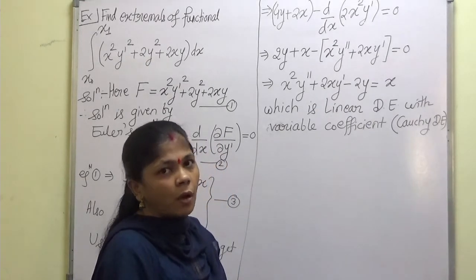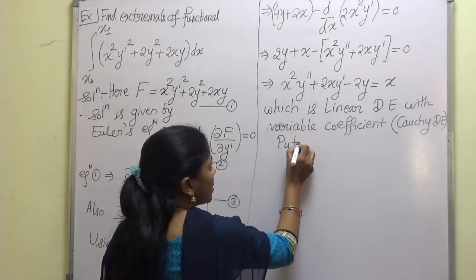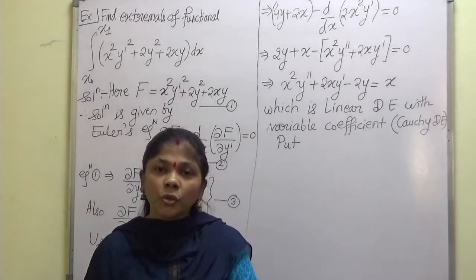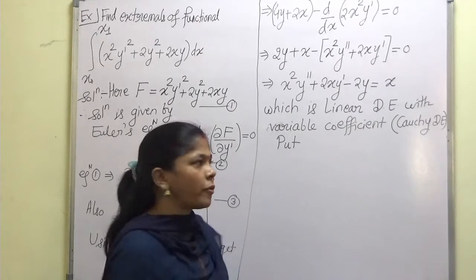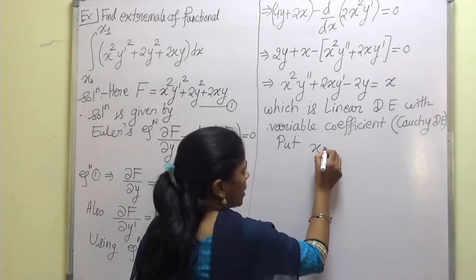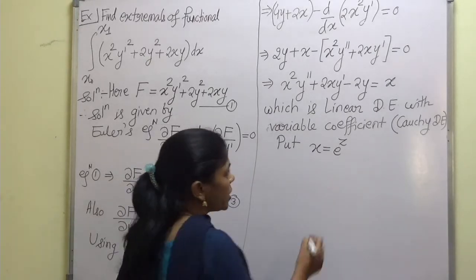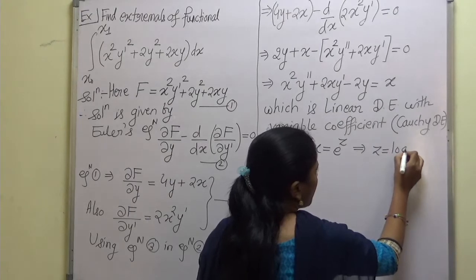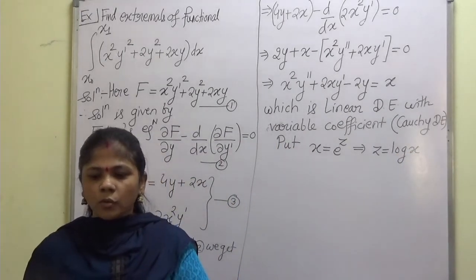Now just recall how to solve a Cauchy linear differential equation. We will convert this differential equation with variable coefficients into a differential equation with constant coefficients. For that we have to put x equal to e raised to z. That means z is nothing but log x. So what will we get?